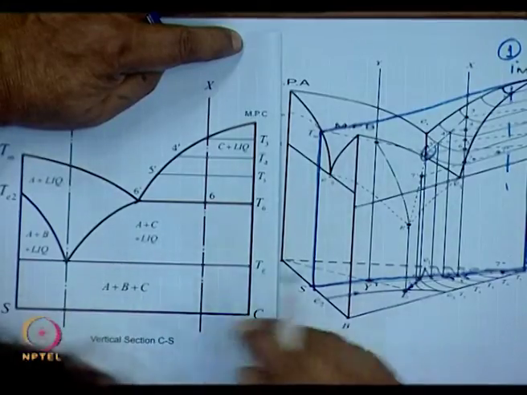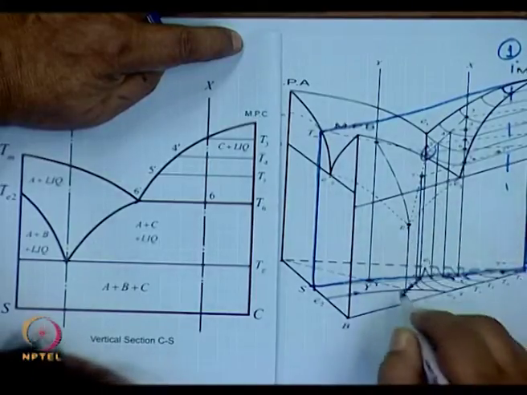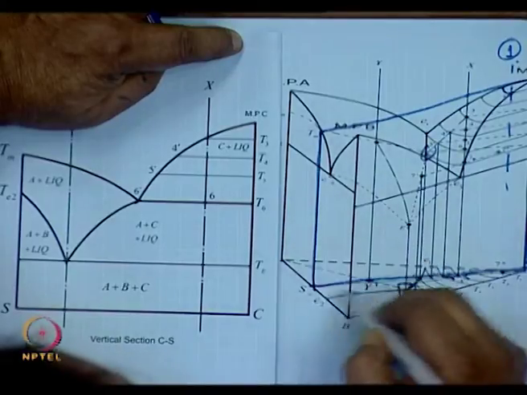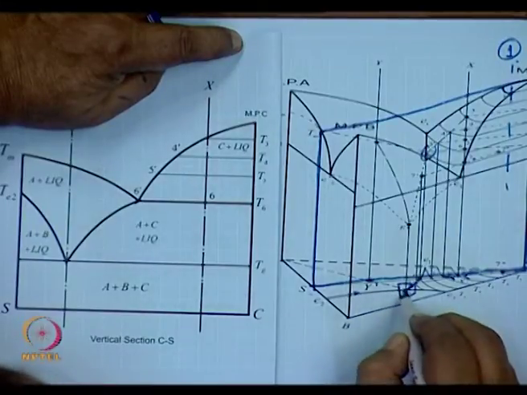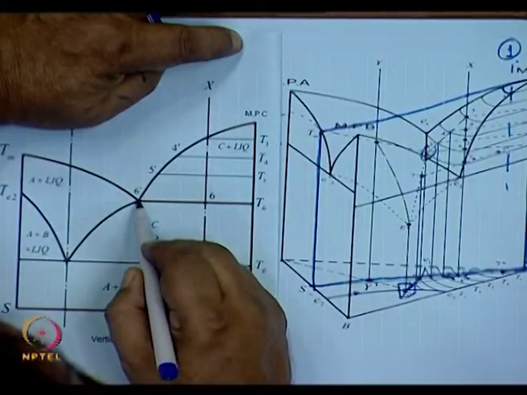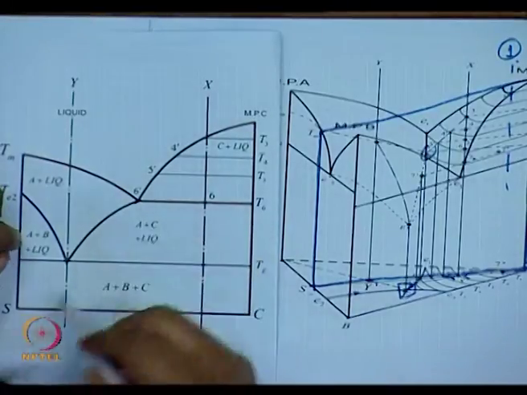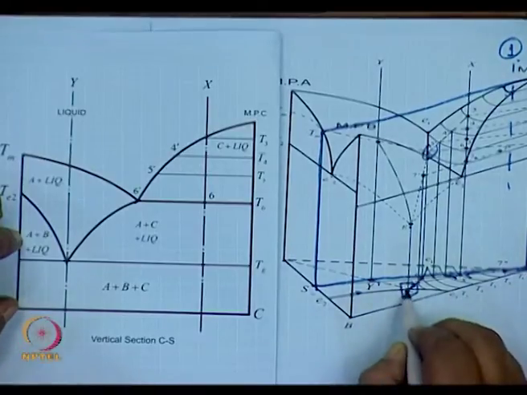If you now notice the difference between this diagram and what I had over here, this eutectic is no longer in this phase field. It is out of it. So what you do not see is this cooling part. T6 is the lowest melting eutectic in the section SC because this is out of it.